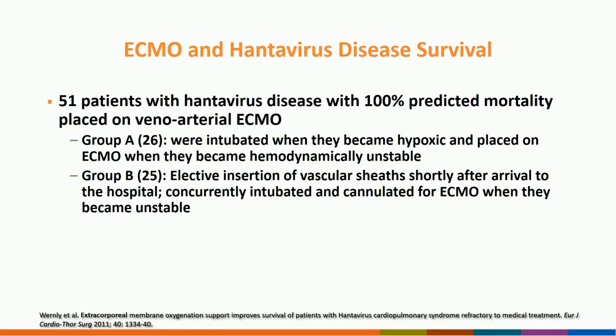A retrospective review of the medical records of 51 consecutive patients with severe hantavirus disease treated with ECMO at the University of New Mexico found that all these patients had a 100% predicted mortality prior to initiation of ECMO. The patients were divided into 2 groups. Group A consisted of 26 patients who were intubated when they became hypoxic and were not cannulated for ECMO until they became hemodynamically unstable. Group B consisted of 25 patients who had elective insertion of percutaneous vascular sheaths shortly after arrival in the hospital and were concurrently intubated and cannulated for ECMO when they became unstable.